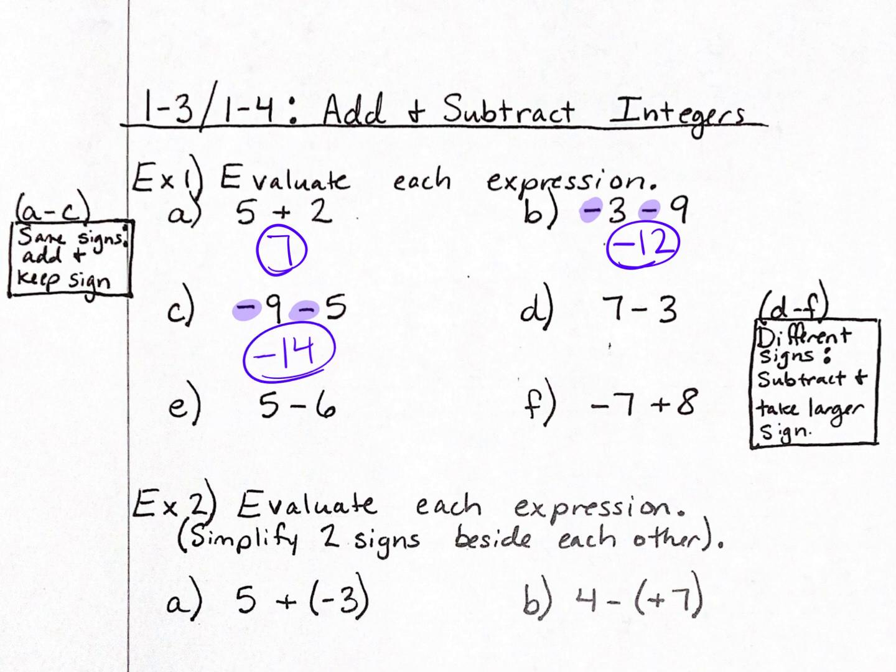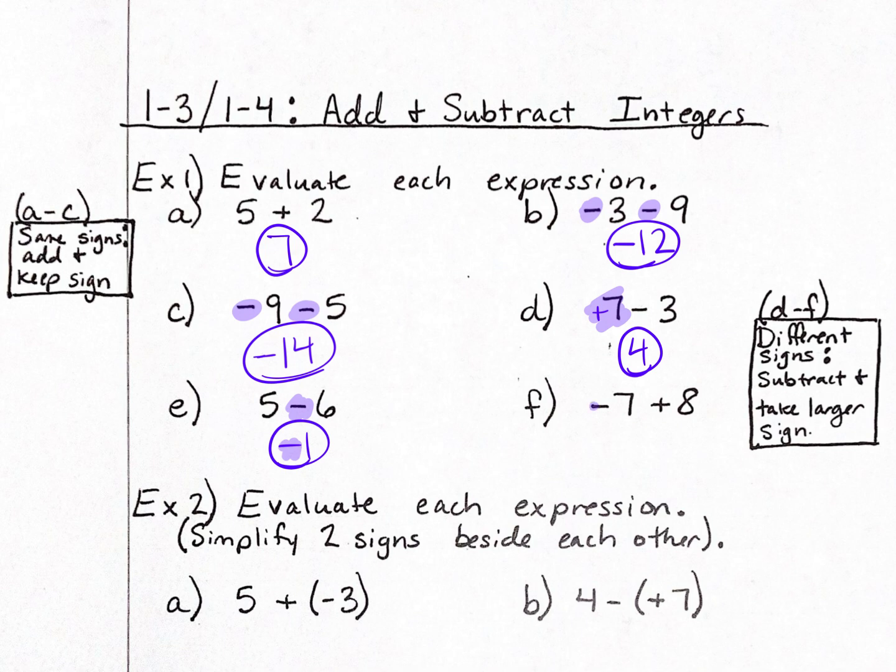Now for D through F, they have different signs. So we're going to take the difference and then take the sign of the larger number. So 7 minus 3 is 4. We notice that the sign of 7 was a positive, and that was the greater number, so we kept the positive sign. For 5 minus 6, we get negative 1. We can tell by looking at the fact that this larger number 6 had a minus sign in front of it, so we subtracted and took the minus, or the negative sign.